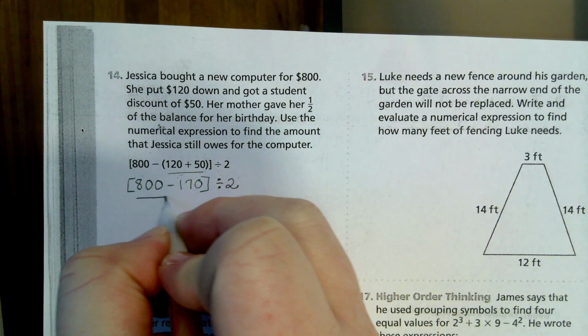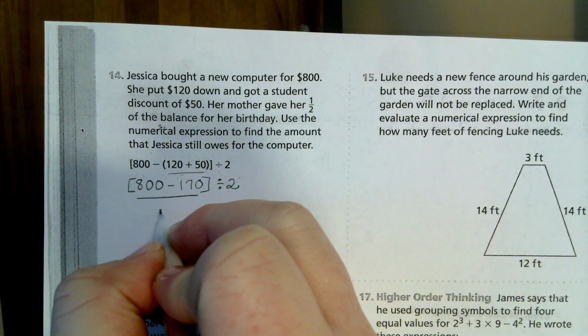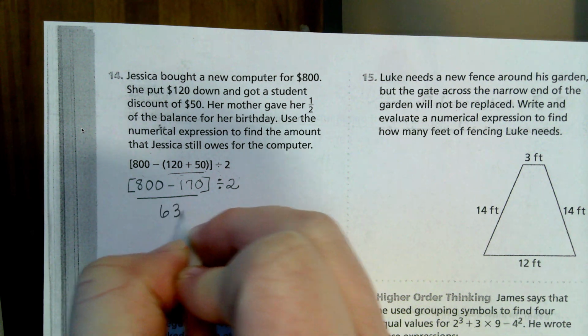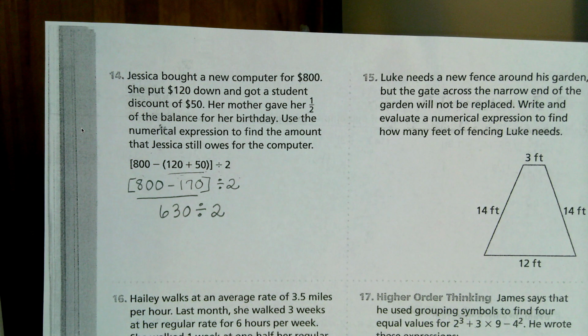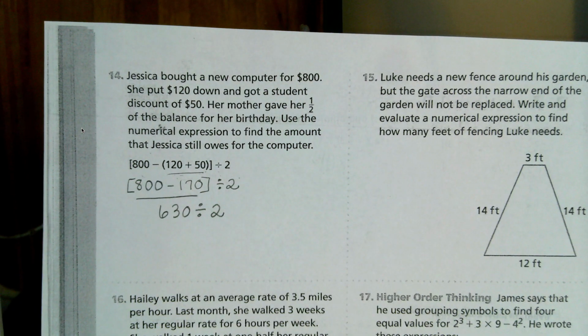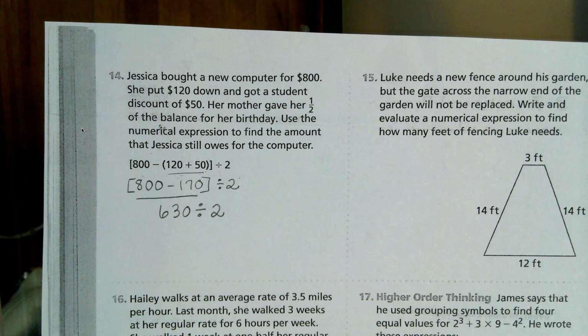So watch me. I'm going to underline right there because that's what I'm solving. The difference is 630. Then I have divided by 2. All I have left is what? Yes. Okay. I'm sorry, I meant operation, but you're correct. 630 divided by 2. Do that in your calculator. Sunny, what'd you get? 315.